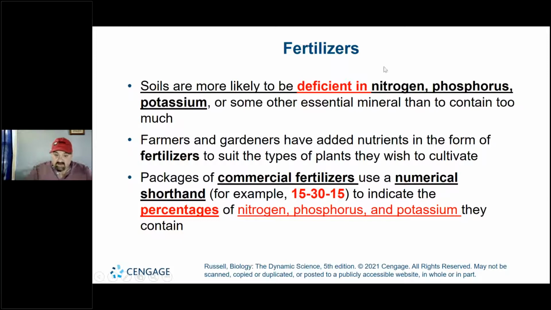I always see it in alphabetical order: nitrogen, then phosphorus, and then potassium. P-H comes before P-O, so nitrogen, phosphorus, potassium, NPK. And that's the numerical shorthand: nitrogen, phosphorus, potassium. Some other essential minerals are needed too, but fertilizers focus on these three, and if you replace and replenish these three within the soil you're growing your plants in, whether outdoor, indoor, or vegetables, you'll see that these are three very essential elements needed for them to grow healthy.